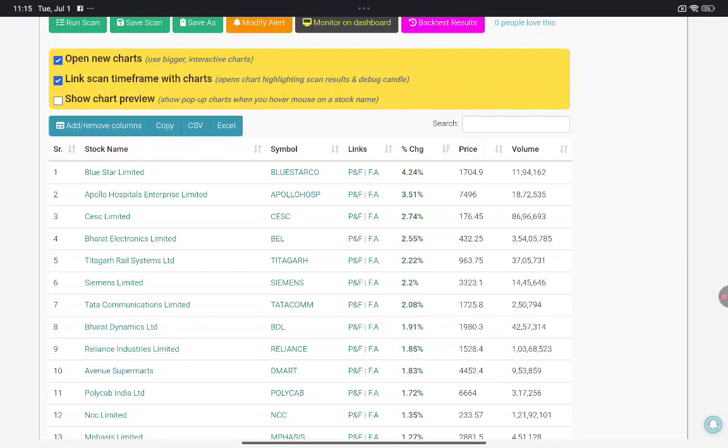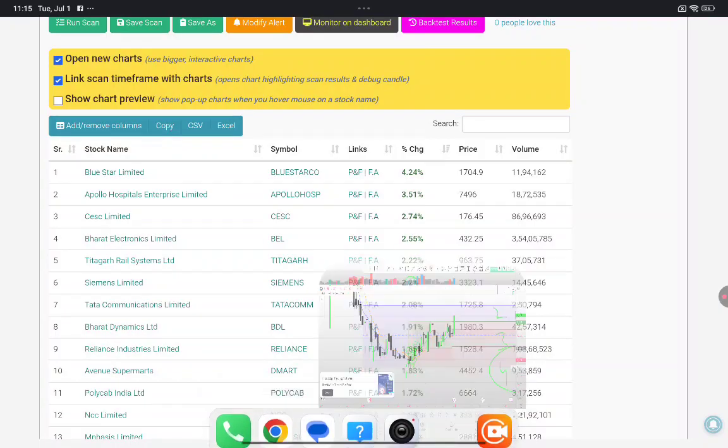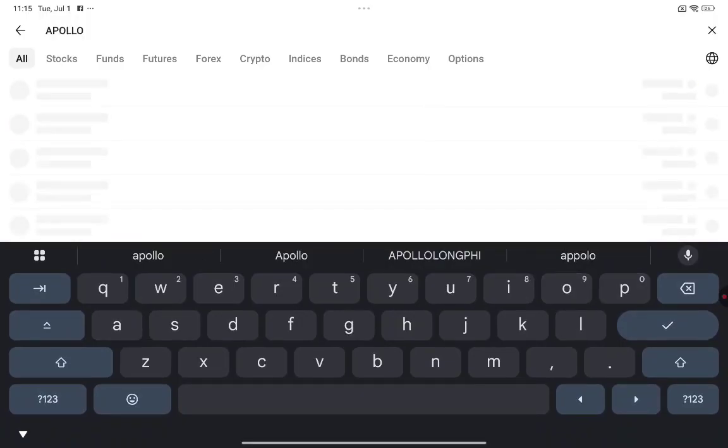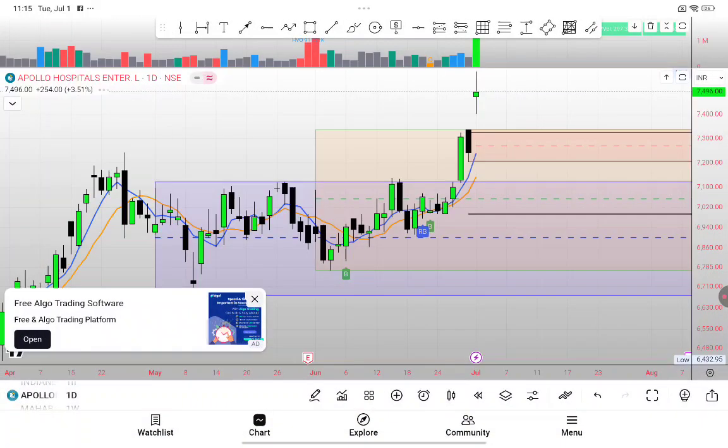We have already seen Blue Star. Let's see Apollo Hospitals for you. We'll see 2 more stocks. One is Apollo Hospitals. See, I'm just picking the first 3. I'm not cherry picking. You can just copy the scanner and see the results yourself.